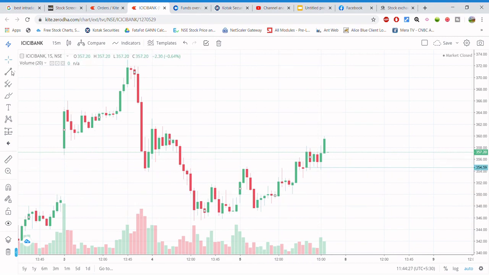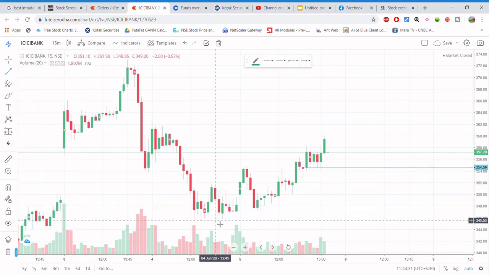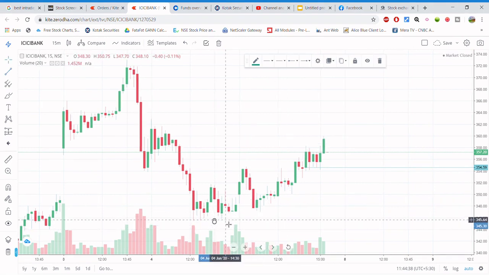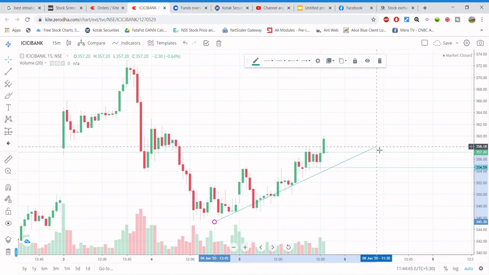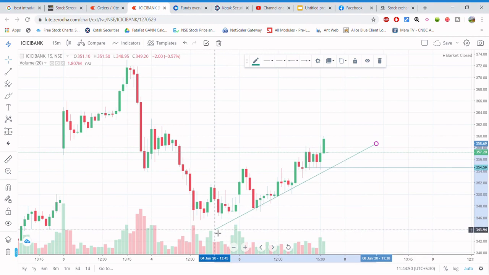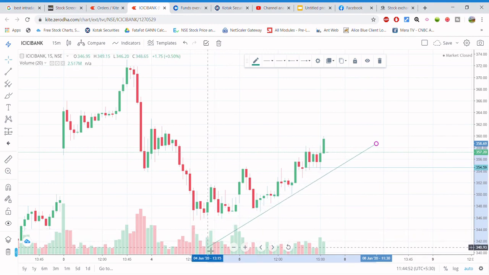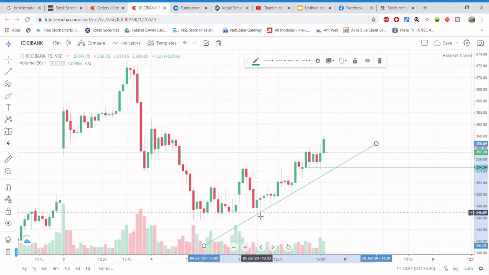Let me take the help of the trend line, and I'm just going to put it here. I'm just going to drag it here. Right, it's not helping me. Okay, now it's helping me maybe. Let me go a little bit down here. Right, now this move is absolutely perfect. It is taking the support and it's going up.